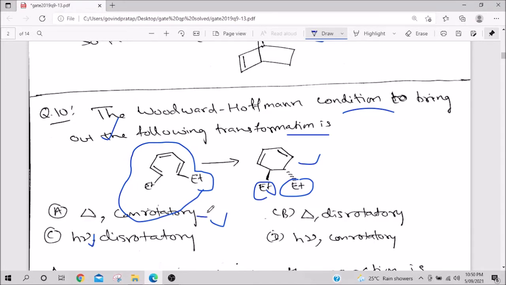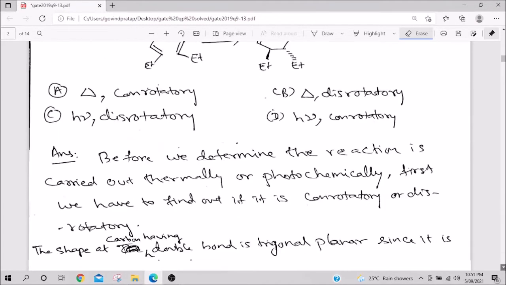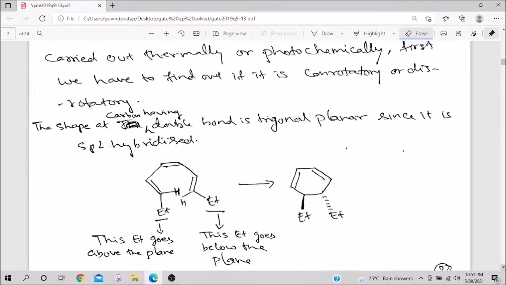Is it happening conrotatory or is it happening disrotatory? So first we have to find out if it is conrotatory or disrotatory, that we have to look into and find. Once we know that, then we will know whether it happens photochemically or thermally, and I will try to explain it using molecular orbital theory, right. So, this is your starting material, right.